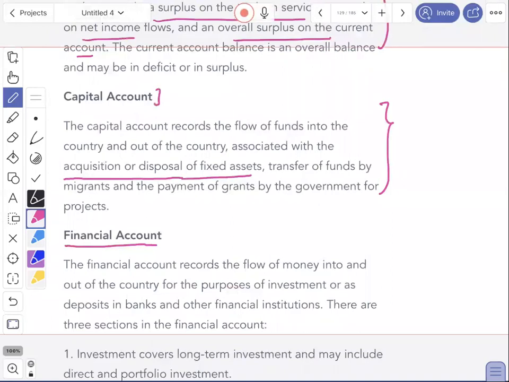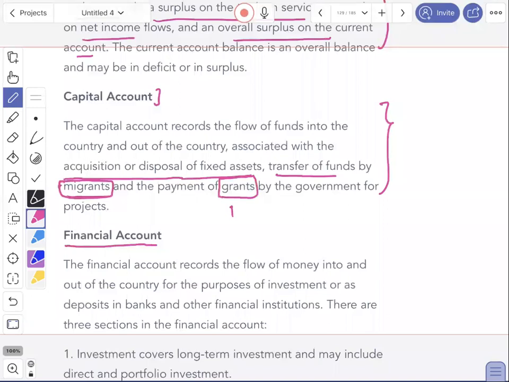So anytime you buy or sell fixed assets, like a house, something which is immovable, or there is a transfer of funds by migrants. Let's say I am leaving Pakistan for good, and I transfer my funds from Pakistan to the US. That will be a migrant transferring money. Or the payment of grants by the government, like any grant that is received by the government. Let's say Pakistan receives a grant from the IMF to build a dam. Any grant will also be part of this capital account.